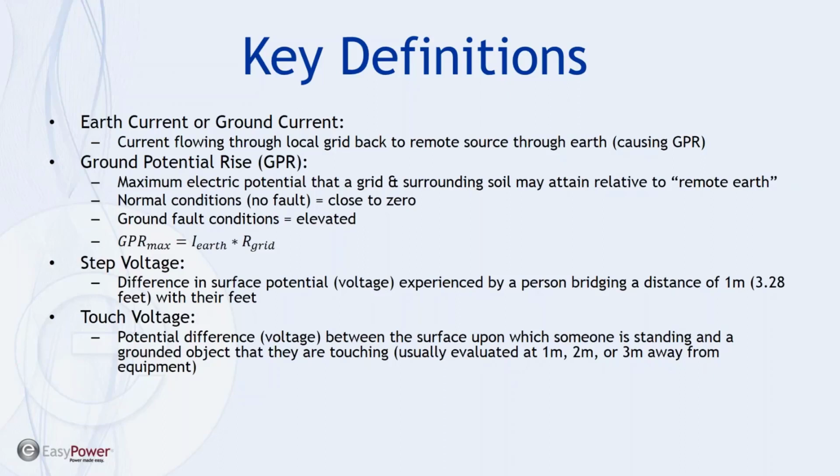Another key term is step voltage and touch voltage. Step voltage is defined as the difference in surface potential experienced by a person bridging a distance of 1 meter, or 3.28 feet, with their feet. It's essentially the difference in voltage between your 2 feet as you're standing on the ground, and that difference in voltage can cause a current flow, which could be dangerous. Touch voltage is the same thing, but with what you're touching. It's the potential difference between where your feet are on the ground and what you're touching on some sort of metallic structure or something like that. It can be evaluated at multiple distances depending on the situation and how conservative you want to be.